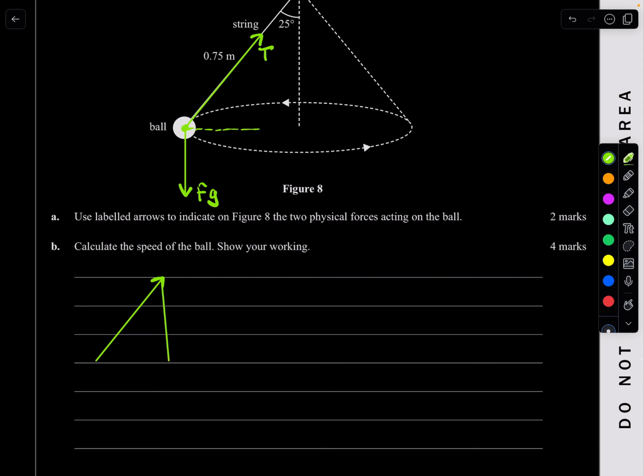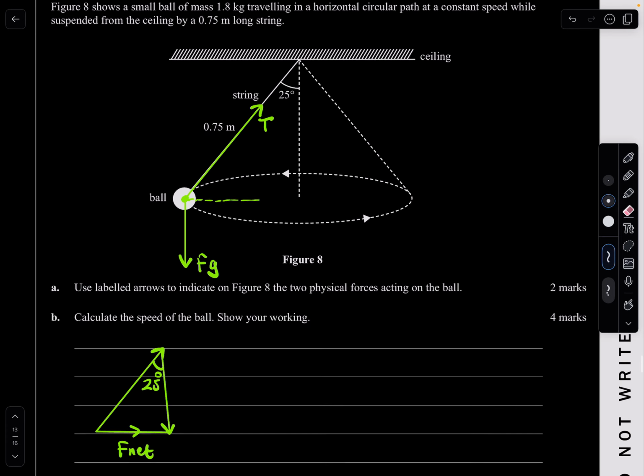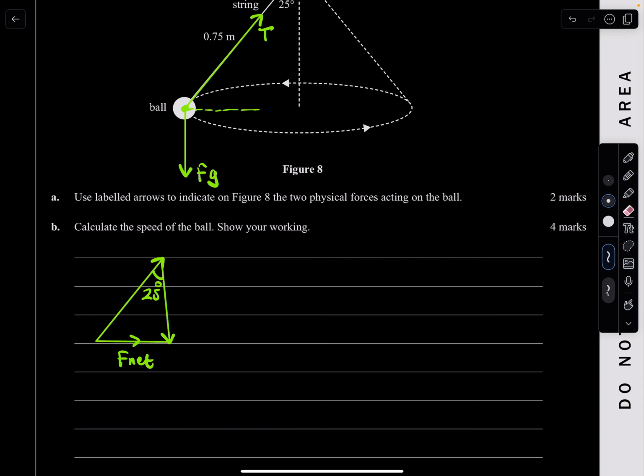So we're going to put the force of gravity down here. That's your force of gravity. So your angle here is still 25 degrees. And then, of course, your net force is going to go this direction. So that's your F net. And of course, Fg is what? It's just mass times g. What was our mass? 1.8 times 9.8. It's actually just 17.64 newtons. And so we want to calculate F net.